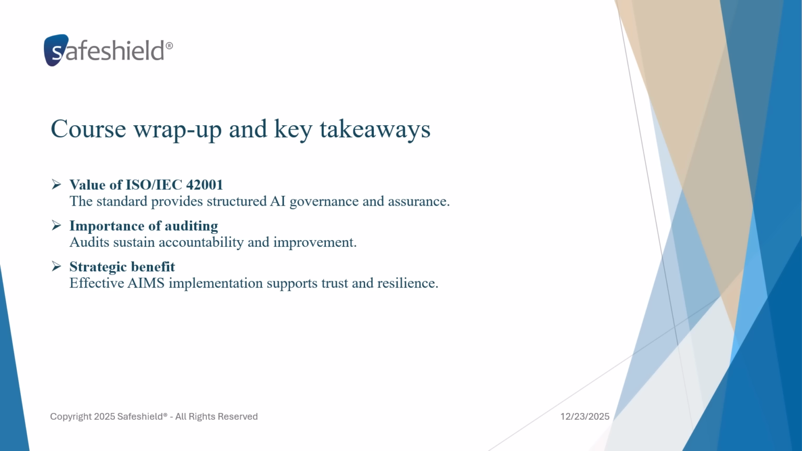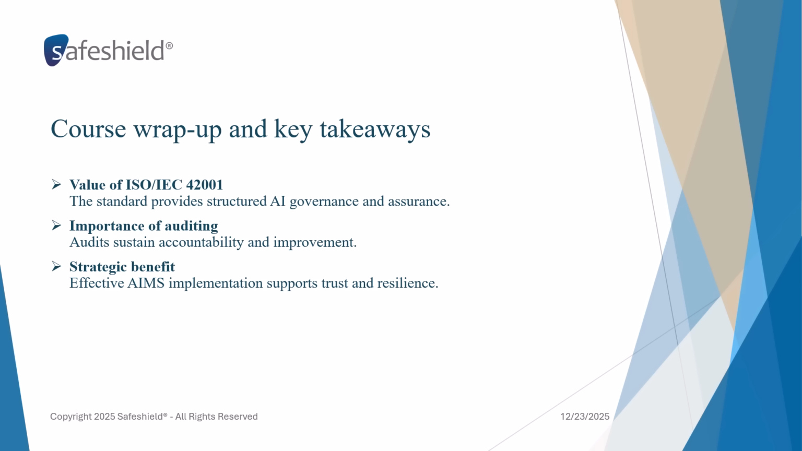Auditing plays a critical role in sustaining this governance model. Internal and external audits provide assurance that the AIMS is implemented as intended and remains effective over time. Audits identify gaps, validate controls, and support continual improvement. When approached correctly, auditing strengthens governance maturity rather than functioning as a compliance burden.